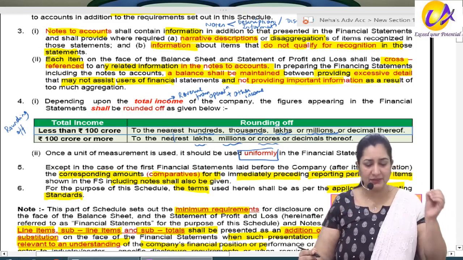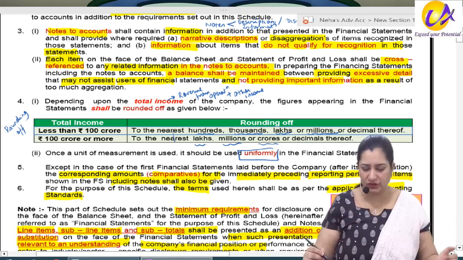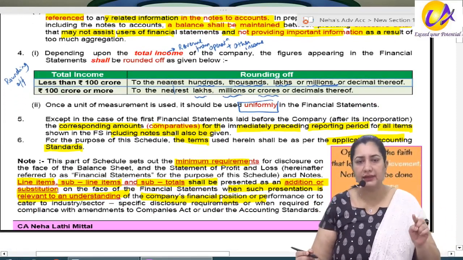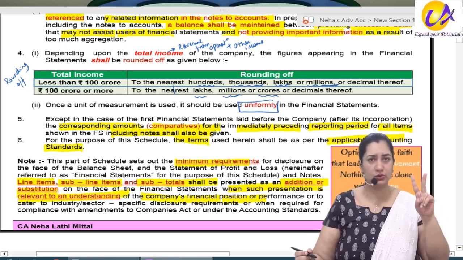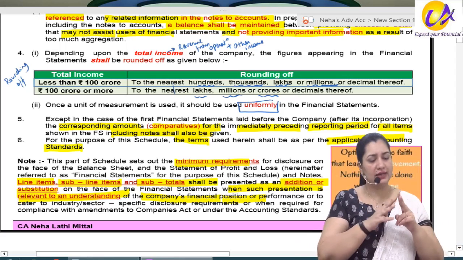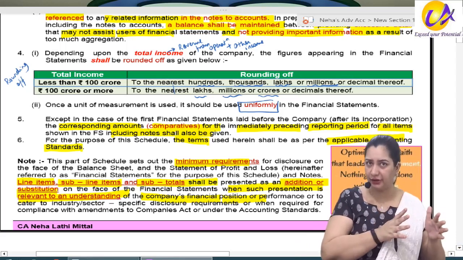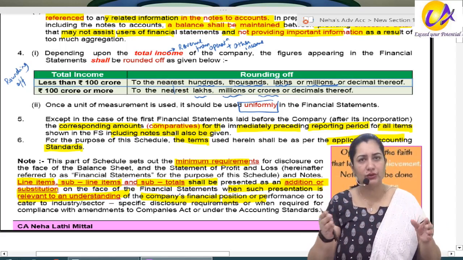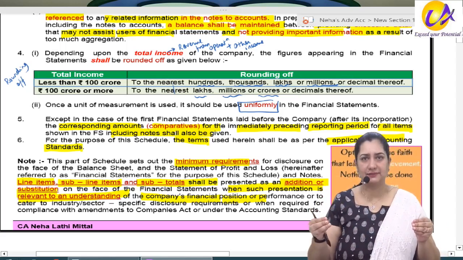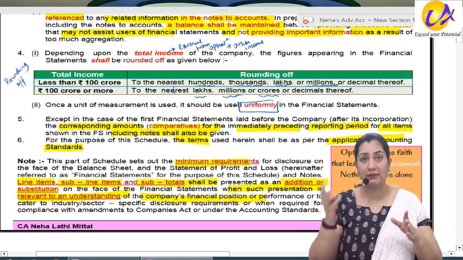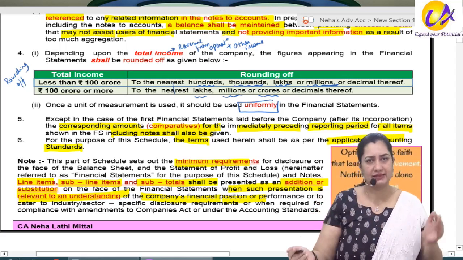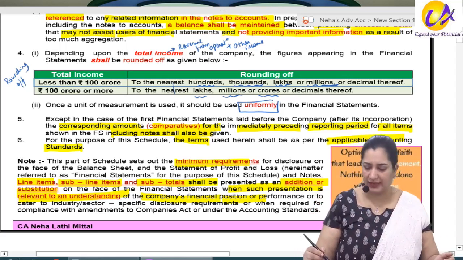Okay. Then comes my rounding off provision. Now, what is rounding off provision? In rounding off, you have to see the total income of the company. Total income, as per my P&L, includes two things: revenue from operations and other income. If this total income is less than 100 crores, then you will have to round off to the nearest hundreds, thousands, lakhs or millions, right? But if it is 100 crore and above, then it will be in lakhs, millions and crores. Okay, that is how it is.